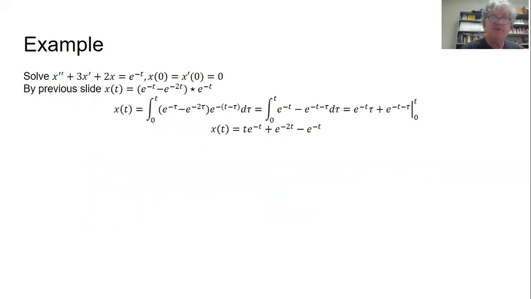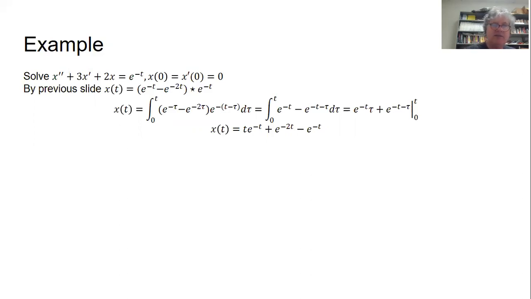So let's do an example of this. Take our previous system, and now we're going to input e to the minus t. Okay, so we know e to the minus t is in the homogeneous solution, so we know that we need to multiply by t, but we can just do it with this. So by the previous slide, the solution is going to be the unit impulse response, which is e to the minus t minus e to the minus 2t. We're going to convolve it with e to the minus t.